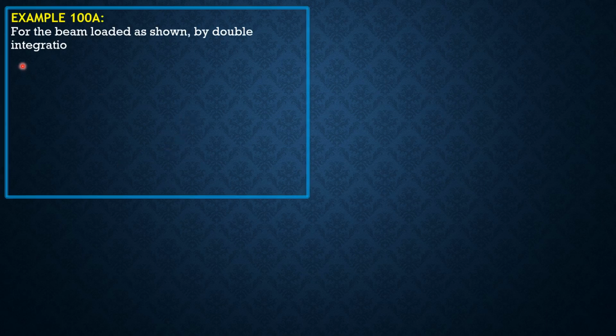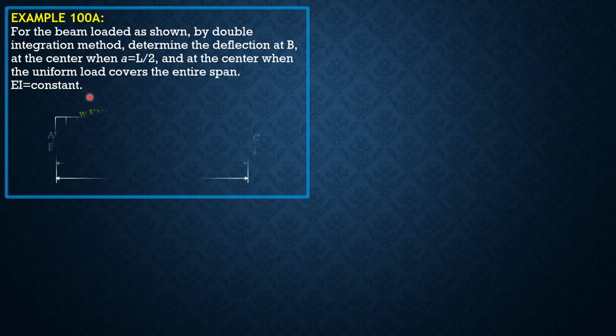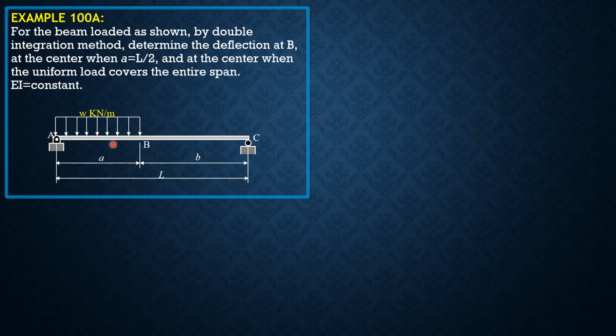For the next example, for the beam loaded as shown, by the double integration method, determine the deflection and slope at B, at the center when A is L over 2, and at the center when the uniform load covers the entire span. EI is constant. So this is the situation, and we use this situation to derive the mid-span deflection when the load covers the entire span. And I think you're familiar with it if you're already through.